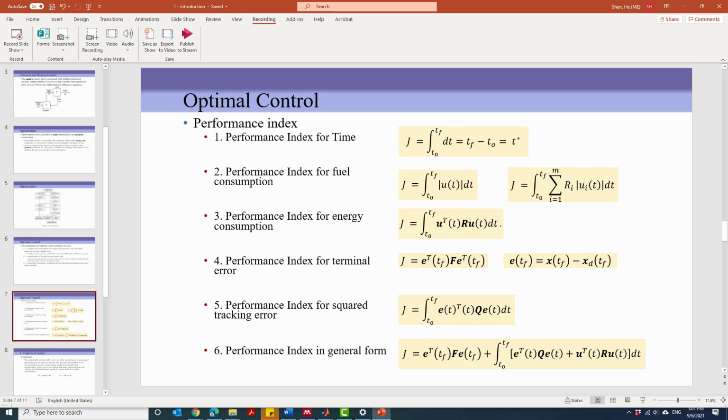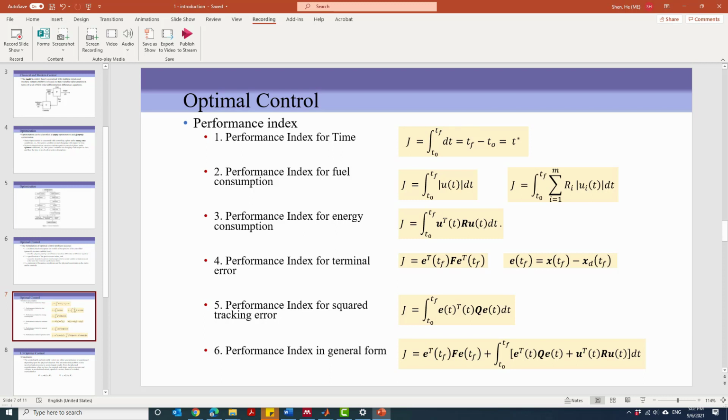This page summarizes a commonly used performance index, including time, the performance index for fuel consumption, which is the integration from T0 to Tf, the absolute value of U. If you have a multiple control input, we can use the summation of Ri times the absolute value of Ui's. The performance index for energy consumption is U transpose times R times U, and here R matrix describes the weighting of the energy consumptions in different channels.